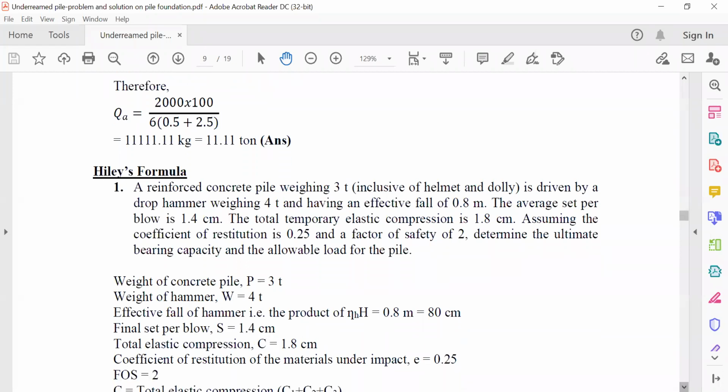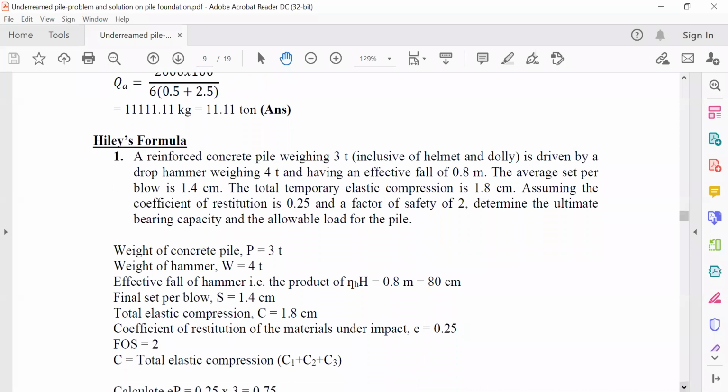And now total elastic compression C1, C2, C3. जब हम पाइल ड्राइविंग करते हैं तो उसका इलास्टिसिटी भी कम होता है. हर मटेरियल्स की अलग अलग अपनी इलास्टिसिटी होती है. कोएफिशिएंट ऑफ रेस्टिट्यूशन ऑफ द मटेरियल्स अंडर इम्पैक्ट E is also given there, and factor of safety is also given there, 2, and C is nothing but the total elastic compression C1, C2, C3.